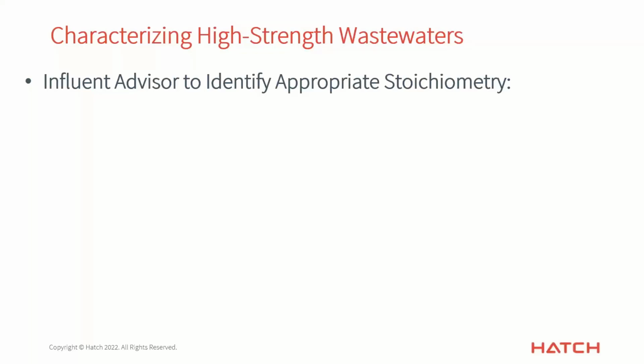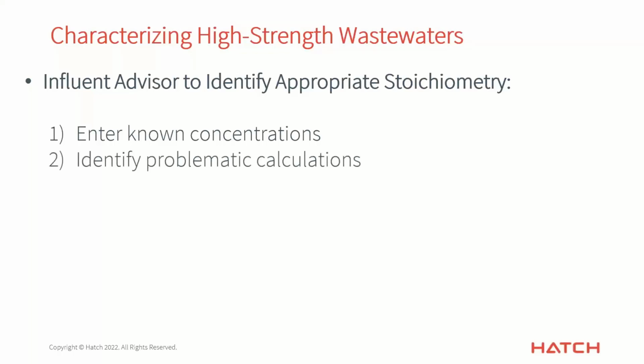It is a tool that you want to use when setting this up. The one thing you would typically have to deal with when setting up a high-strength food waste or FOG is that it's going to be a long way from regular, normal influent wastewater. So all of the default settings in the menu there probably don't apply. What you're going to do is enter the known concentrations that you do have for your food waste, and identify the problematic calculations.